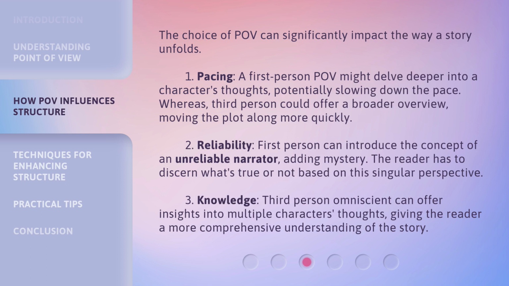2. Reliability. First person can introduce the concept of an unreliable narrator, adding mystery. The reader has to discern what's true or not based on this singular perspective. 3. Knowledge. Third-person omniscient can offer insights into multiple characters' thoughts, giving the reader a more comprehensive understanding of the story.